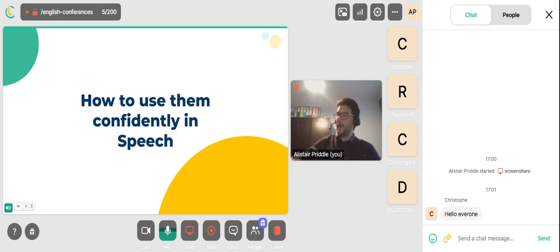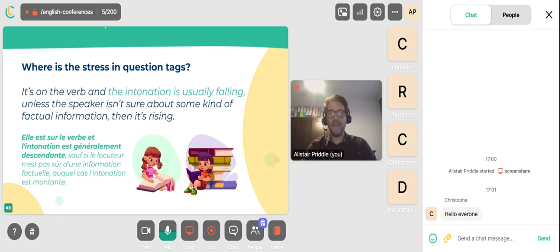Well, let's have a look at how we can use them confidently in speech. So where is the stress in question tags when we speak? It's on the verb, and the intonation is usually falling, unless the speaker isn't sure about some kind of factual information, then it's rising.